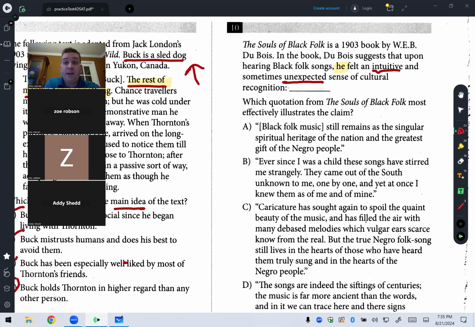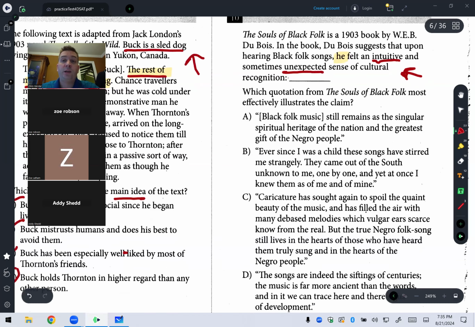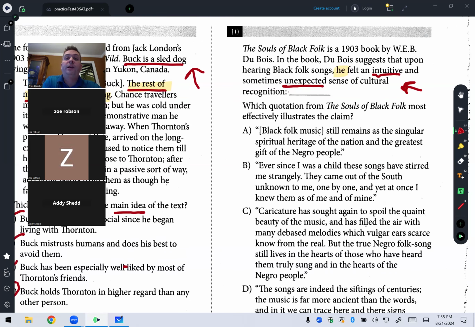And I highlighted and underlined little portions of this question because I think that me doing that basically solved this question. I'm just telling you, only one of these answer choices is going to explain how Du Bois himself felt. He felt an intuitive and unexpected sense of cultural recognition. That means I'm looking for the personal pronoun I. I think that whichever quote I'm going to pick, Du Bois is going to talk about himself and his own experience in his explanation.